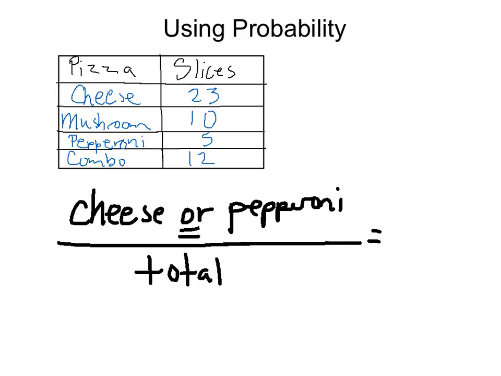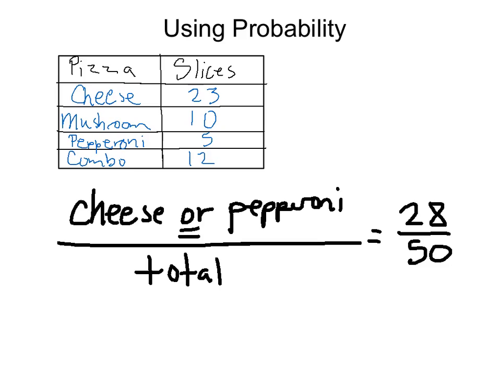All right. Now, when we see the word "or," we're actually going to end up adding those two things together. So we're going to take cheese, which is 23, and pepperoni, which is 5, and that would give us our 28. And the slices stayed the same, which means they're still over 50.